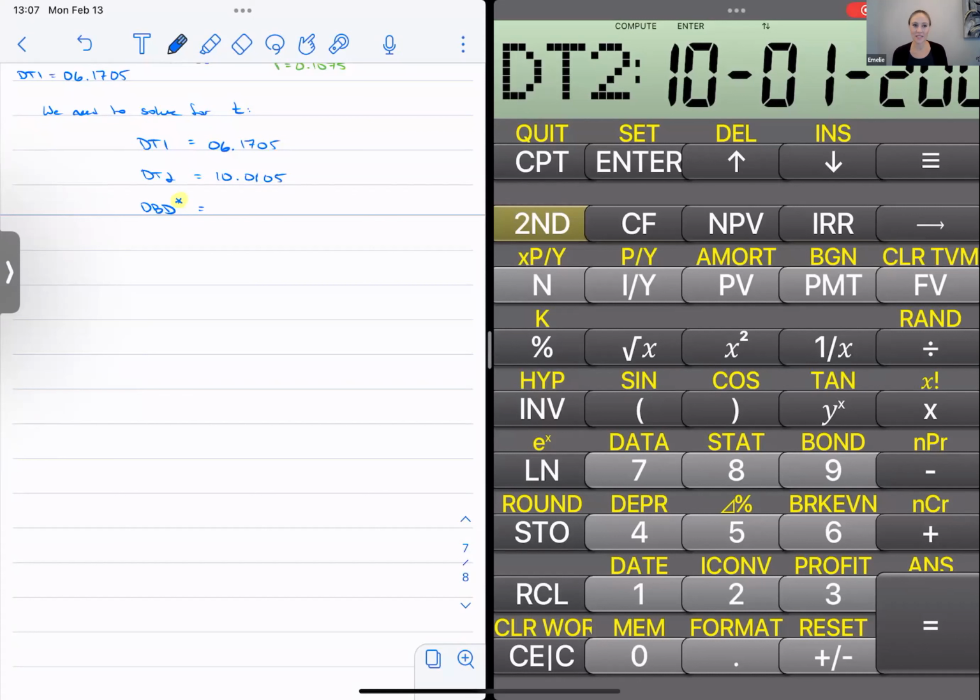So now date 2 is stored, but you had to hit enter. So now I want to compute.